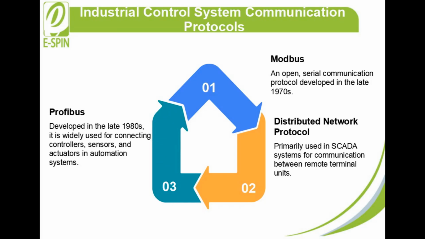3. Profibus, Process Field Bus, is a field bus communication protocol commonly used in industrial automation environments. Developed in the late 1980s, it is widely used for connecting controllers, sensors, and actuators in automation systems. It is recognized for its real-time performance, making it suitable for time-critical industrial applications such as manufacturing, process control, and material handling.